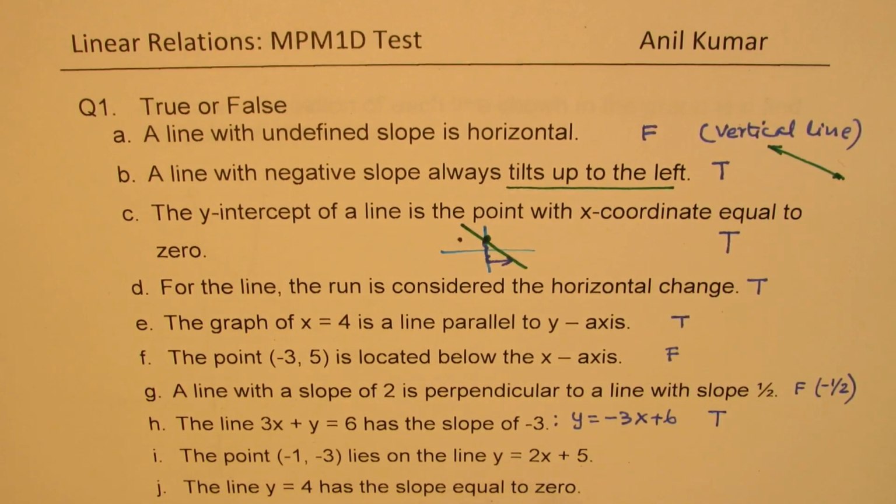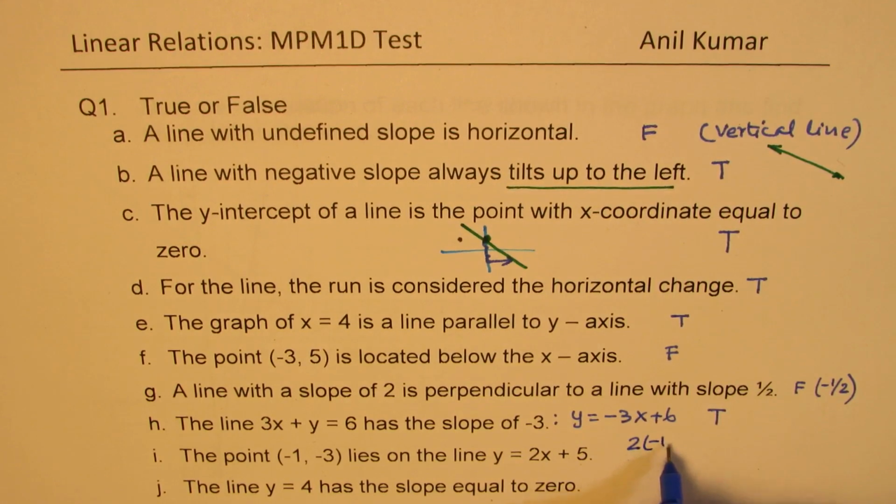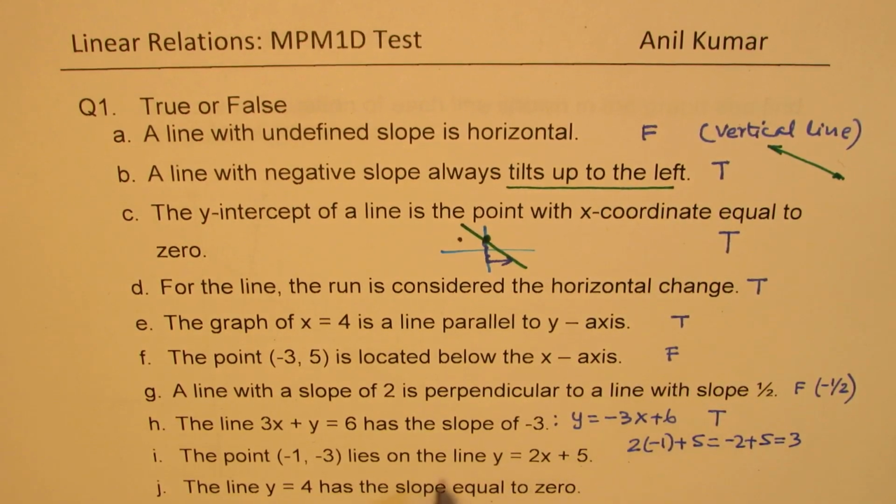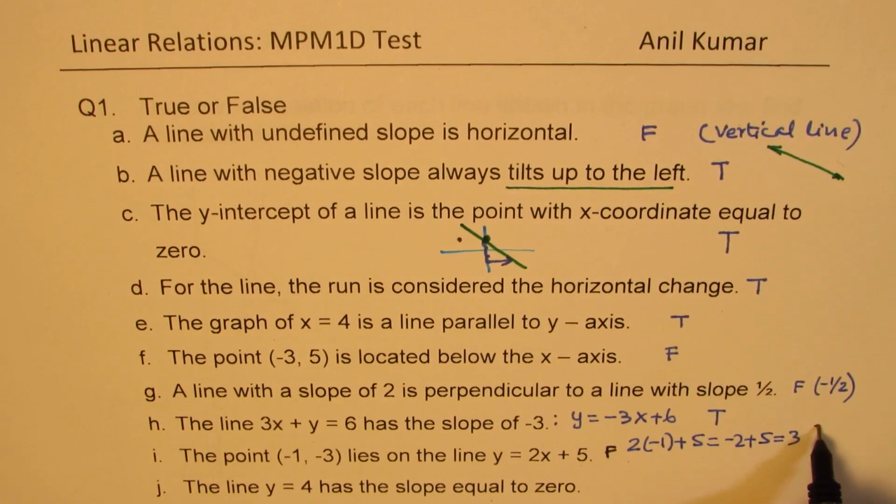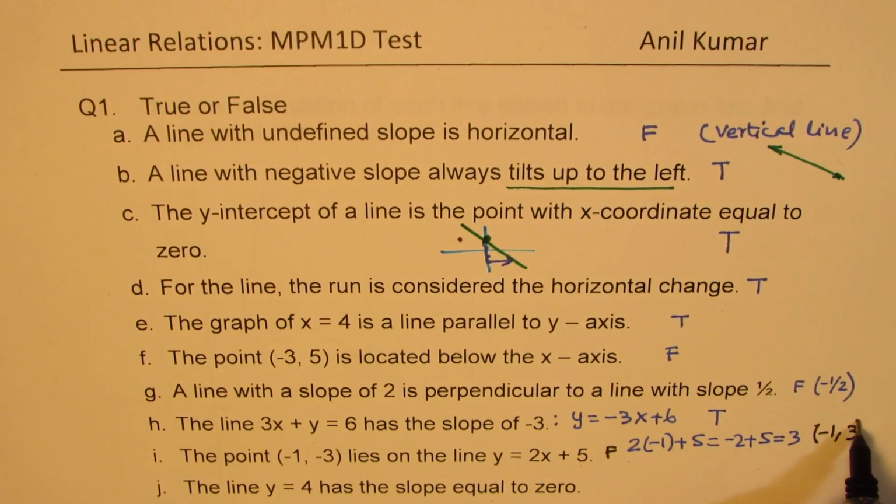The point minus 1, minus 3 lies on the line y equals 2x plus 5. Let's substitute minus 1 here, right? So we get 2 times minus 1 plus 5, which is minus 2 plus 5 equals 3. So this statement is therefore false. It is not minus 3, it is plus 3. Actual point is minus 1, 3.